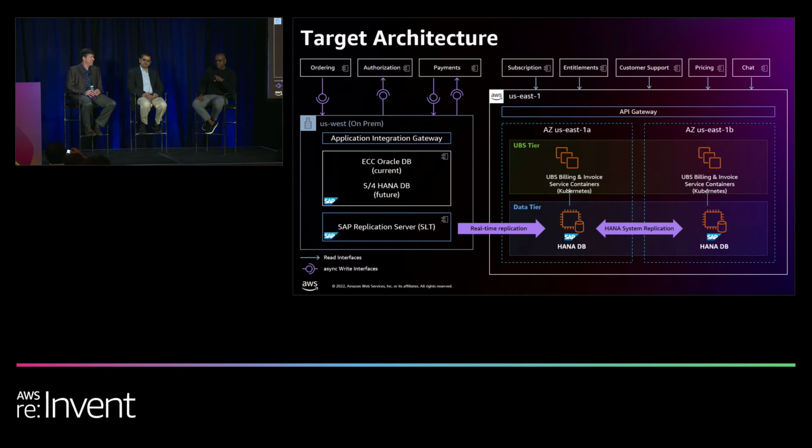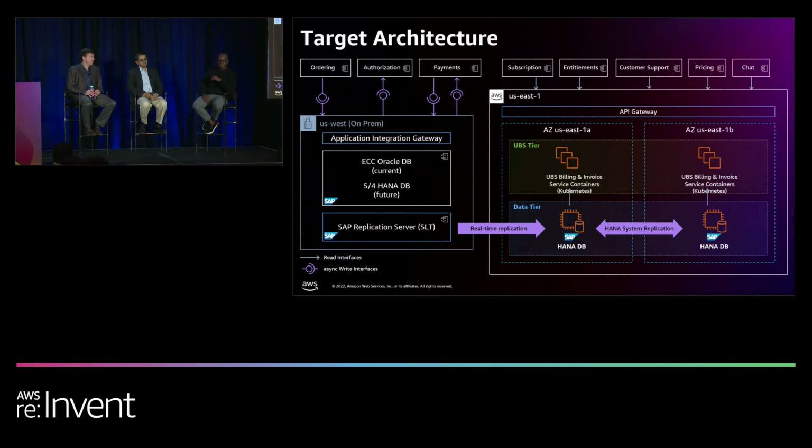Once the data is replicated to, say, US East A, we use HANA-DB replication, not the SLT replication, to replicate to a second AZ for a highly available architecture. And then we provide a set of APIs, Java classes, container-based APIs, that sit on top of the HANA-DB and provide the response for other billing clients just for read operations, pricing, chat, entitlements, subscriptions. So all of those clients who need the billing data can directly call into our API gateway in the US East.